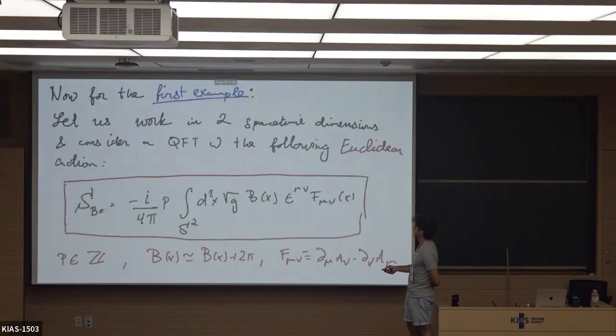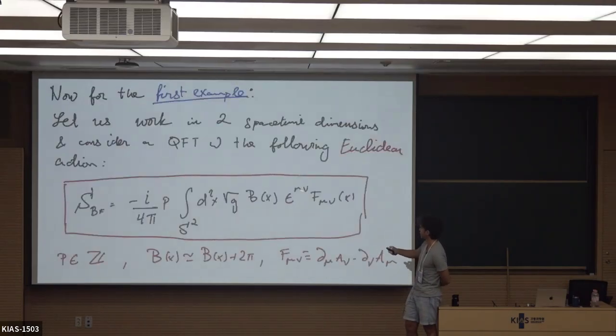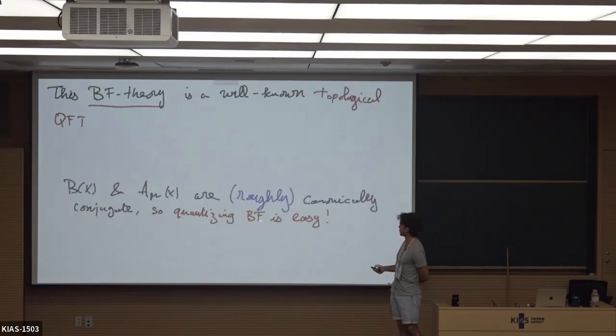This theory, because it has a field B and F, is just called BF theory. It's not a very creative title, but that's what it's called. And it's a well-known topological quantum field theory. The field B, the scalar, and the gauge field A are roughly canonical conjugates to each other. You can see that here because B and A dot, so they're canonical conjugates. And the theory is basically free in that language. So it's very easy to do canonical quantization. The whole Hilbert space of this theory is very easy to write down.